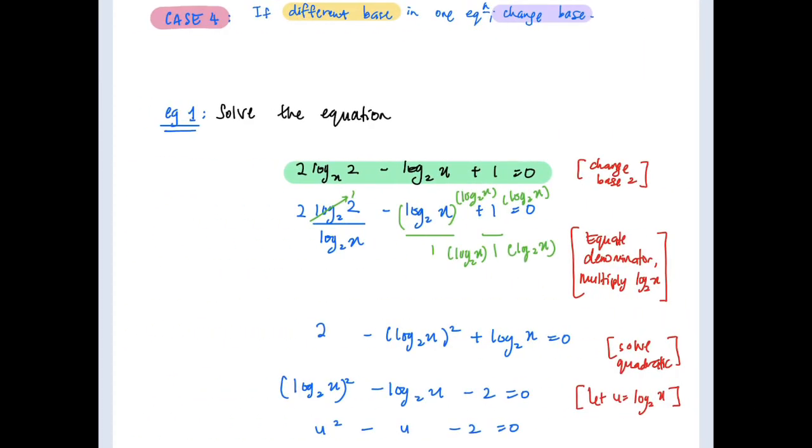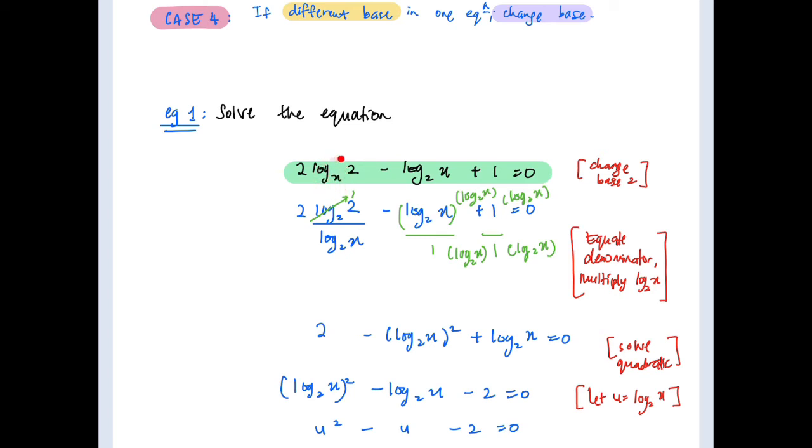Now let's go to the final case, case 4. If you have different bases in one equation, let's change the base first and then solve. Let's see example 1 here: 2 log base x of 2 minus log base 2 of x plus 1 equal to 0. Obviously you have different bases here, so you cannot solve this straight away. Let's change to the same base. Let's change to base 2. We don't want to change to base x because we want to solve for x, and it would be difficult for us later on.